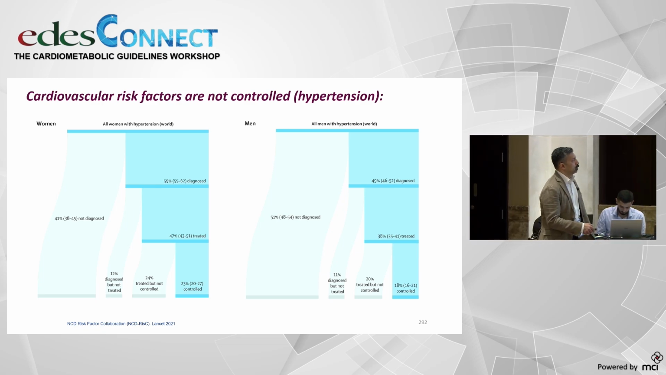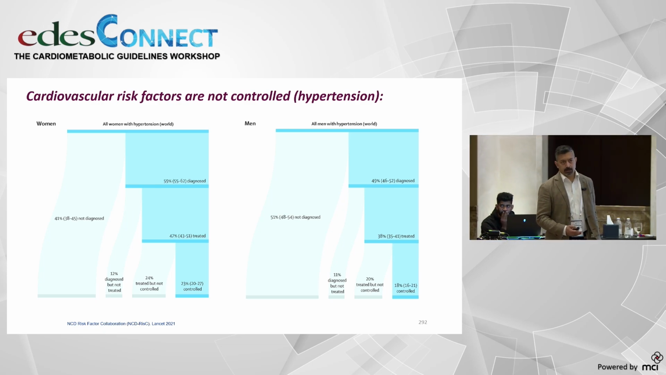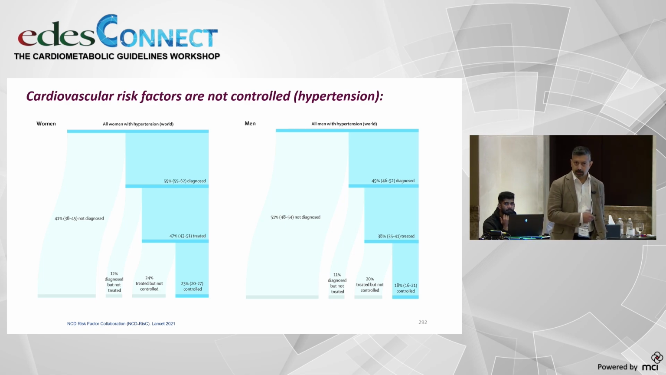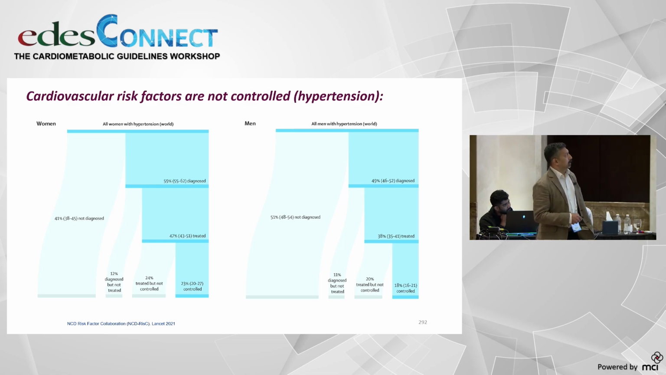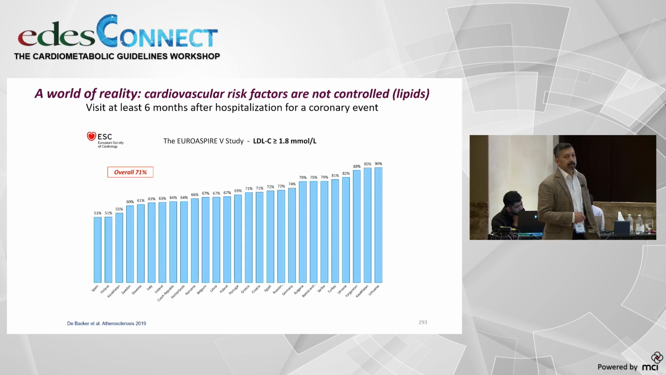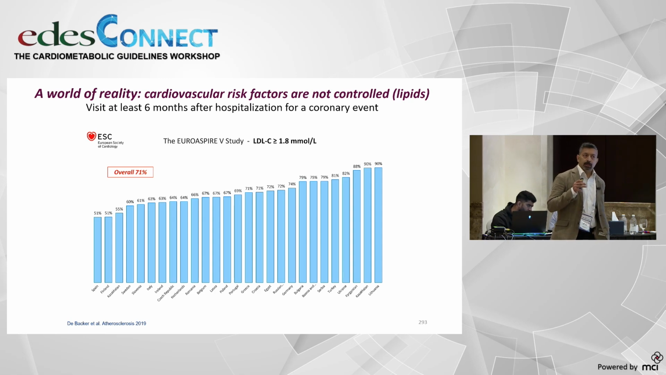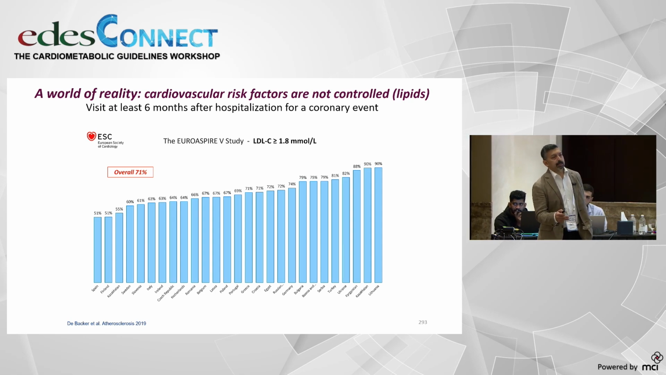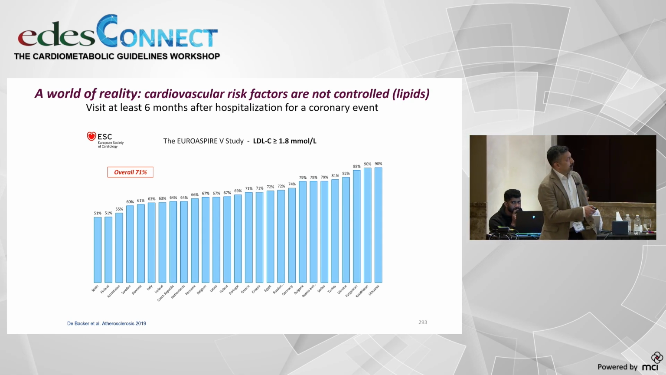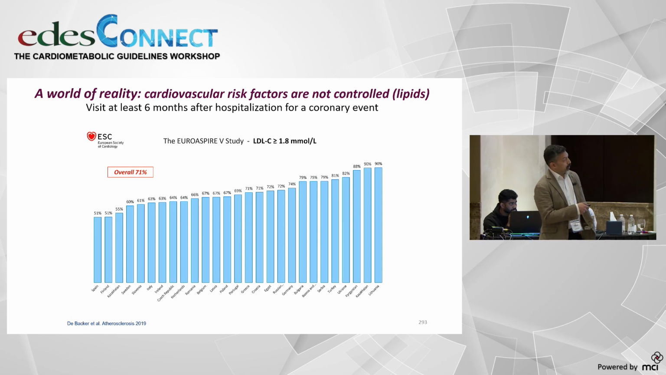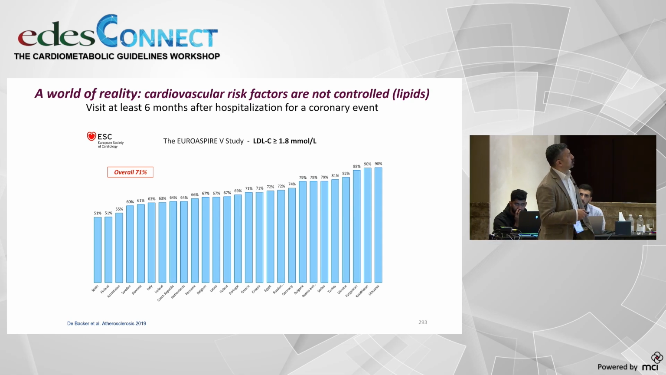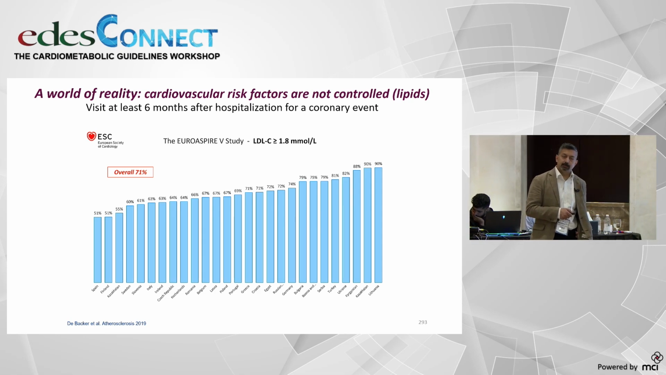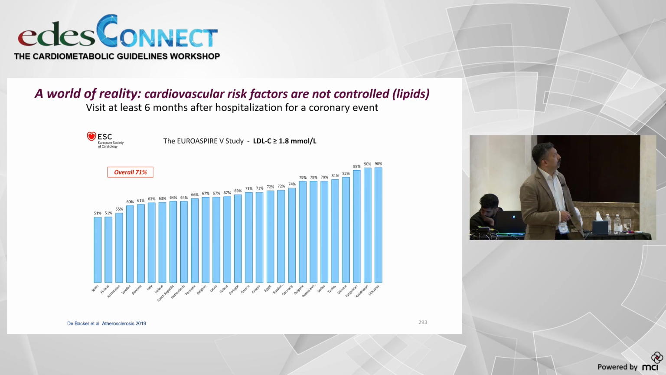So only 23% of the hypertensive patients are controlled according to targets. And if you look at men, only 18% are controlled. This is a global data looking at this risk factor. And if this is a lipid parameter, see how well we are doing. This is a EUROASPIRE study, patients recently who had a coronary event, and looking at how well their lipids were controlled. The target here is 1.8 millimoles for very high-risk patients, and only 71%. So overall, 71% were not in target. They had levels more than 1.8.